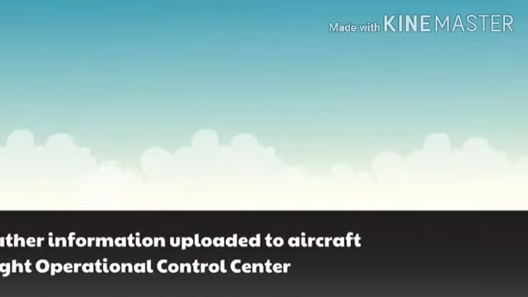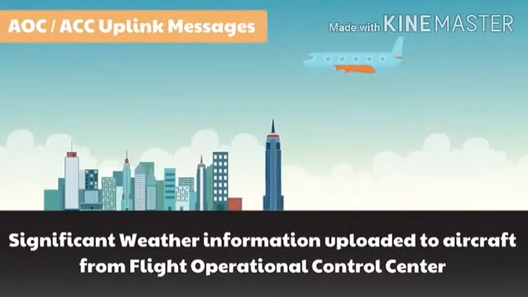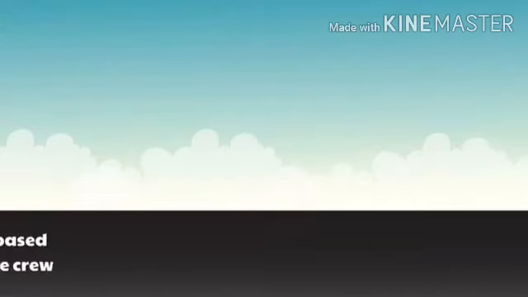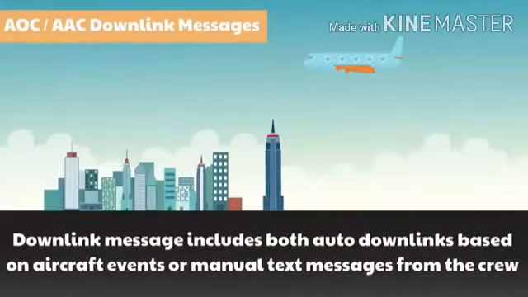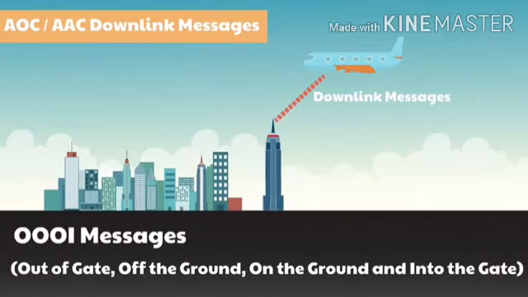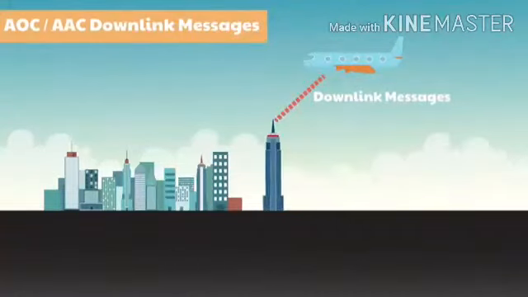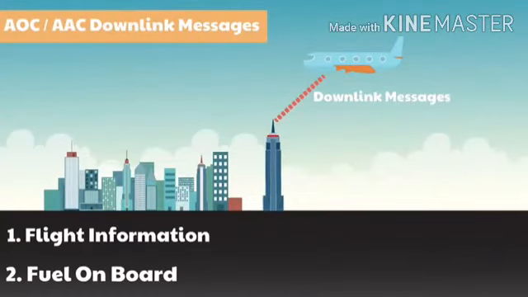Significant weather change information will also be uplinked to aircraft from the Operational Control Center during the flight en route phase. Downlink message includes both auto downlinks based on aircraft events or manual text messages from the crew. The OOOI messages are one of the major ACARS downlink messages, which is triggered based on aircraft sensors, which explains the flight phase status along with other parameters like flight information, fuel on board, gross weight of the aircraft.